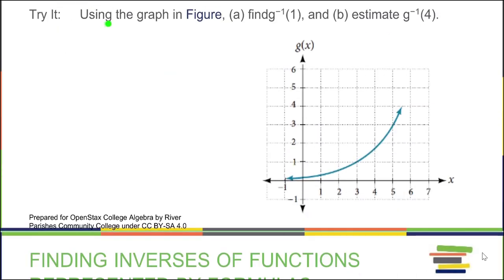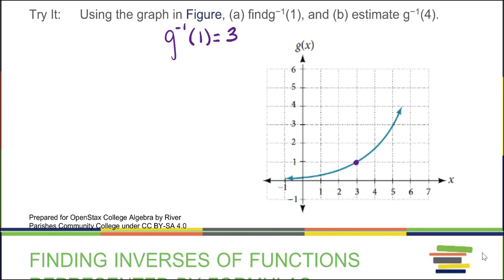So using the graph in the figure, we are going to find g inverse of 1 and estimate g inverse of 4. Normally, if we were finding g of 1, we'd go over to 1 on the x-axis and go up and find out what that point is. But instead, we're going to find our input on the y-axis. So you go up to 1 and it looks like it's 3. So g inverse at positive 1 is 3.